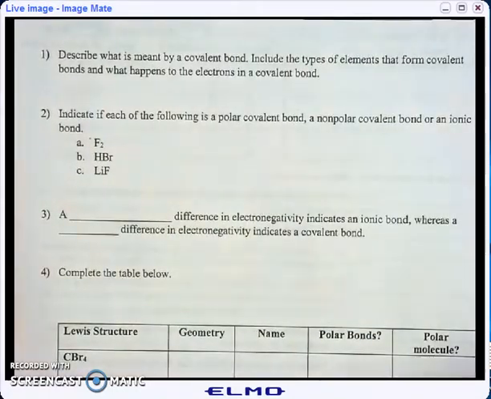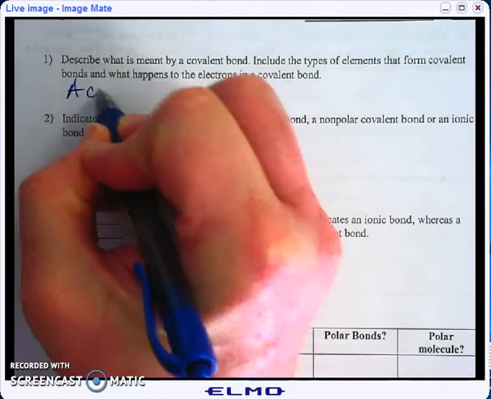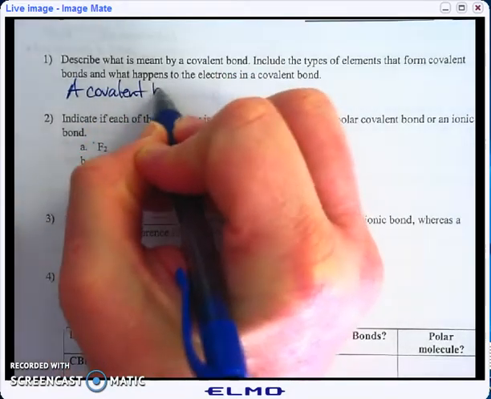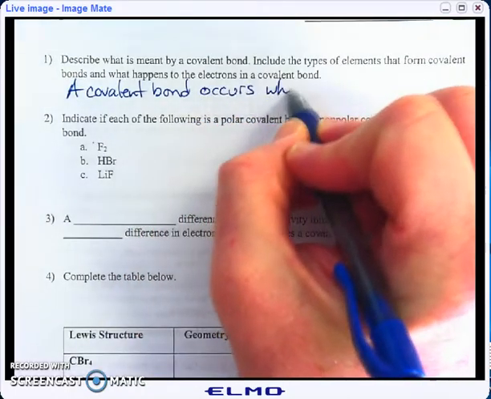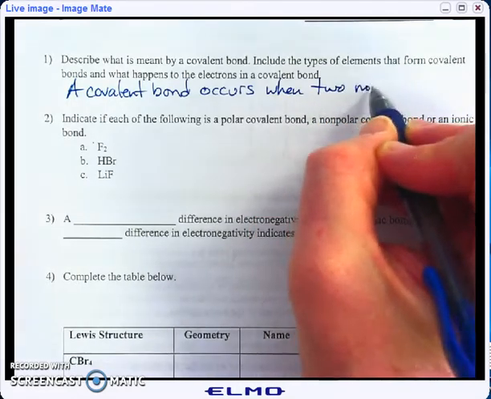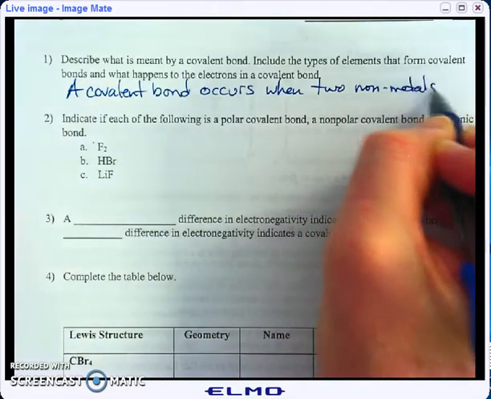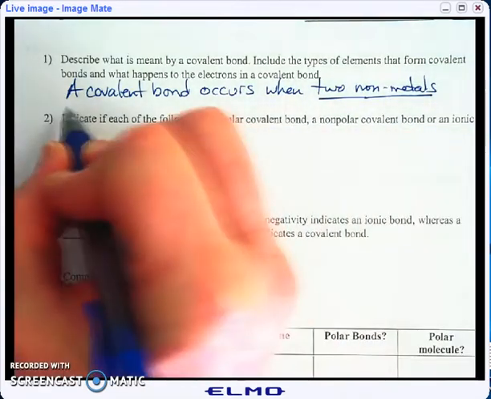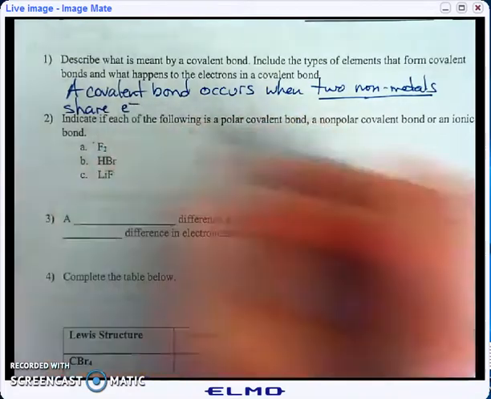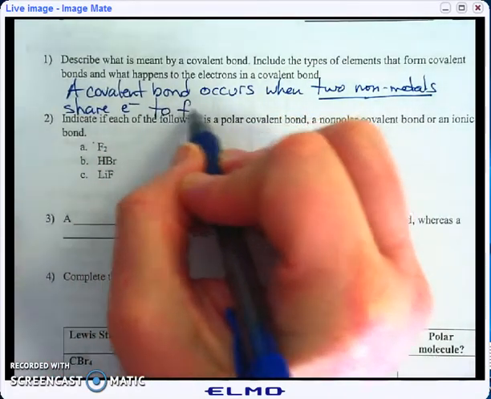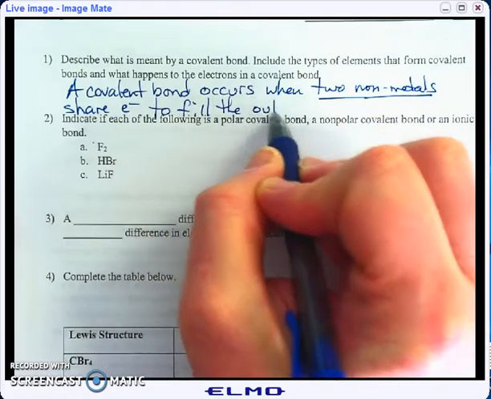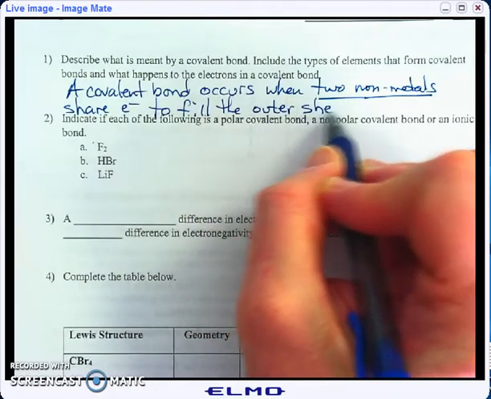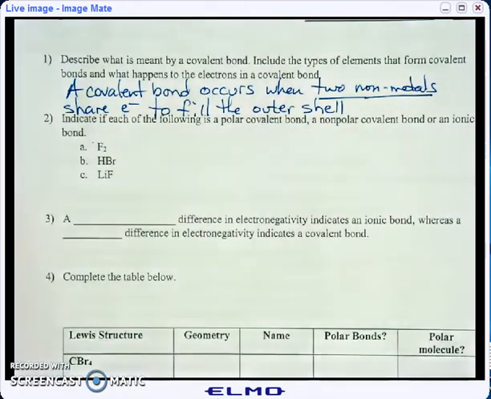Okay, for number 1, a covalent bond occurs when 2 nonmetals, okay, it has to be 2 nonmetals, share electrons, right? What are they trying to do? Fill the what? Yeah, outer shell or the valence shell. Either way you want to put that works. Okay?